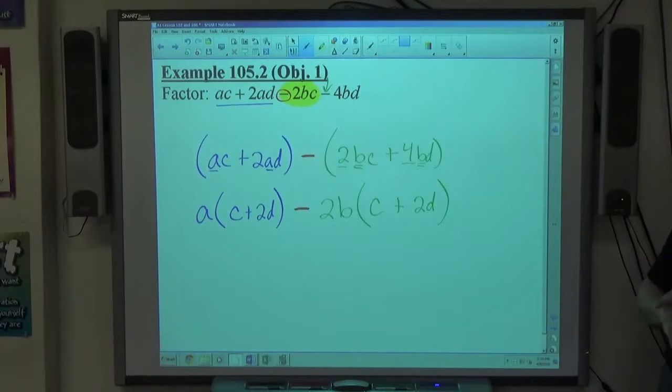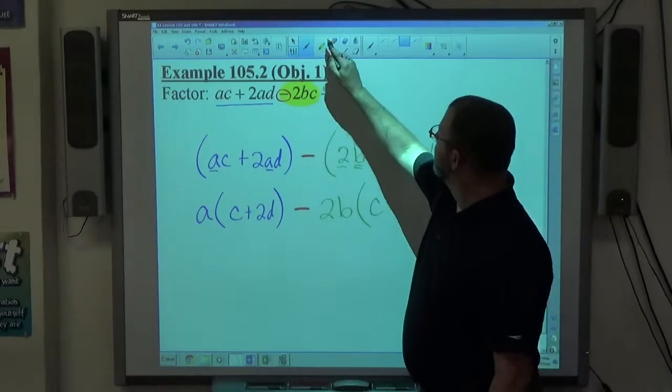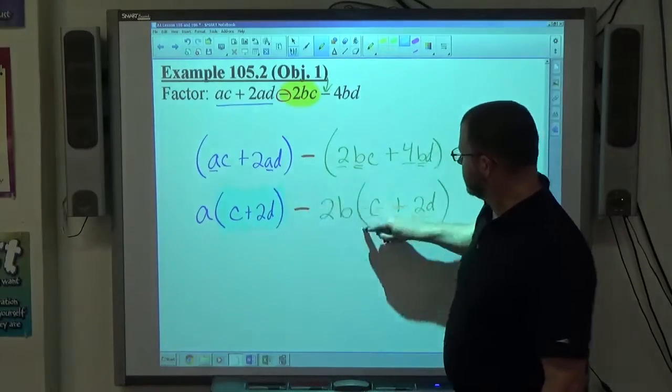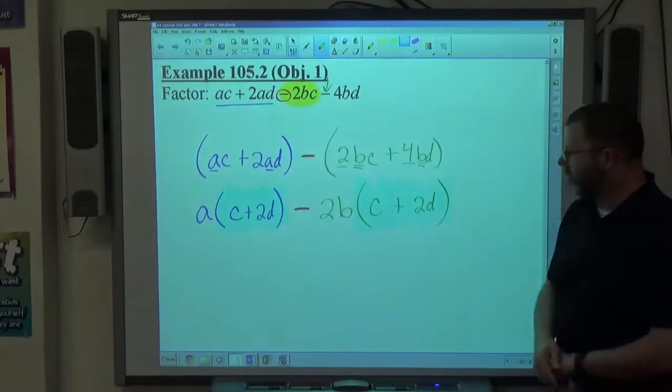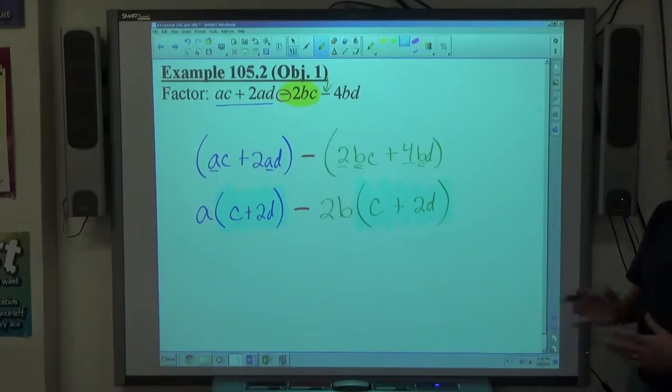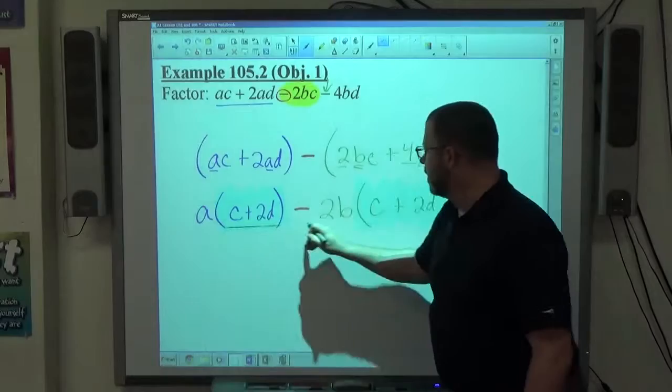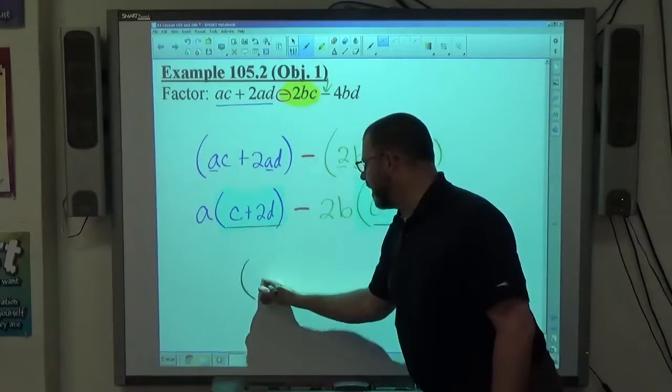Once I've successfully taken the greatest common factor out of each group, what I should expect is that these objects here should be the same. We can see hopefully that they are the same. So the common binomial factor at this point is C plus 2D. We write that down once.